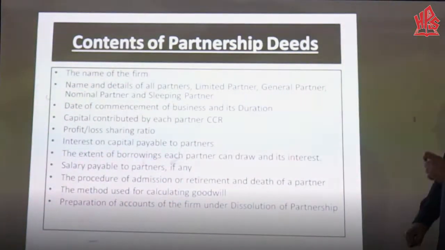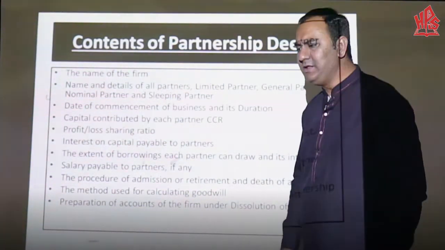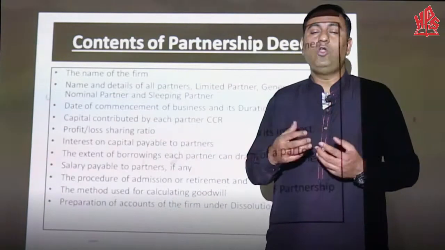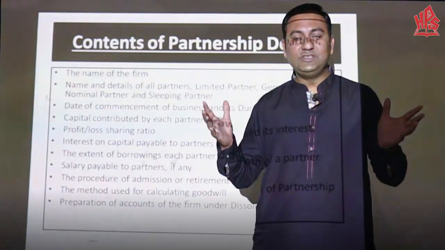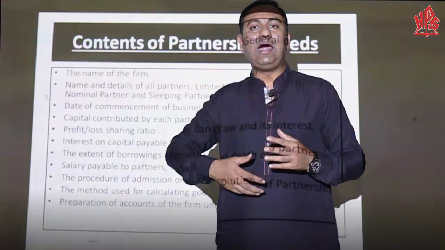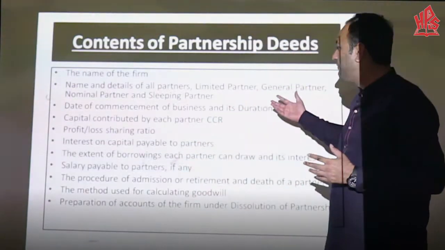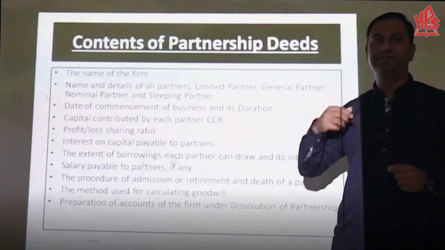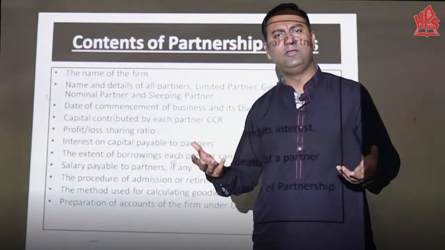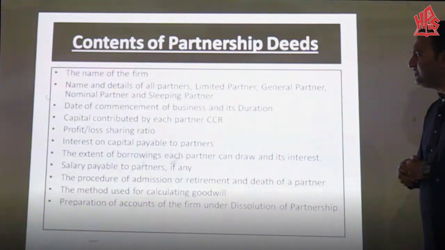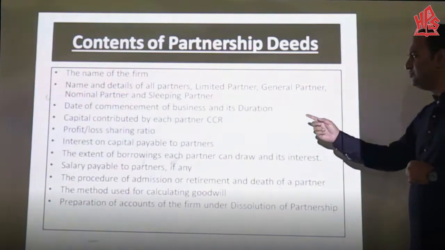The third point, date of commencement of business and its duration. The partnership agreement must include for how long you are contributing your capital to the partnership firm, and for how long you would like to operate your partnership business. The date must be mentioned with a duration, for 3 years, for 7 years, for 10 years or for multiple years, anyone you want.